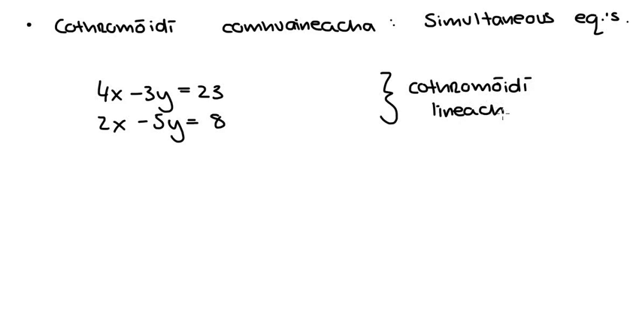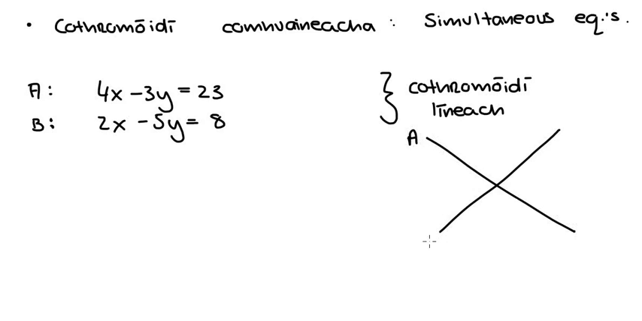So Cuthramód Líneach. I'm going to label these A and B. So if we were to draw these two linear equations, draw these two lines, A and B, what we want to do is find the point of intersection. So the point is always identified by an X and a Y coordinate. So we're going to solve these equations simultaneously to find those 2 points, the X and the Y. Okay, so again, we'll go through this in more detail.